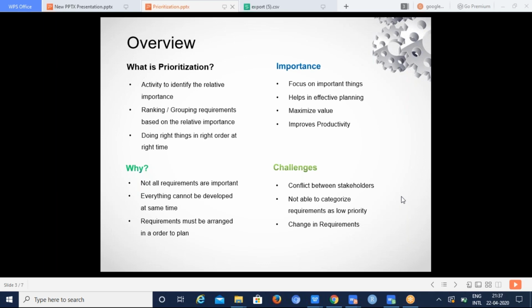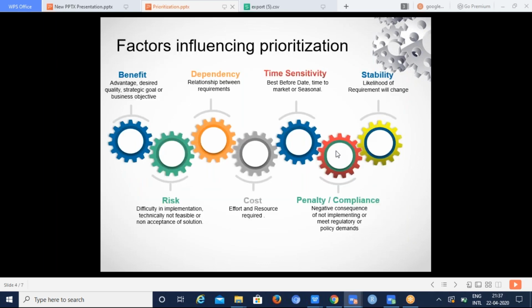Let's move on to the next topic, factors that influence prioritization. The first factor that influences prioritization is benefit. Of course, whenever we start developing a requirement or a task, we have to ensure that we get the most benefit out of it. And the benefit can be anything. It can be an advantage, a desired quality, a strategic goal, or a business objective which the stakeholders want to achieve.